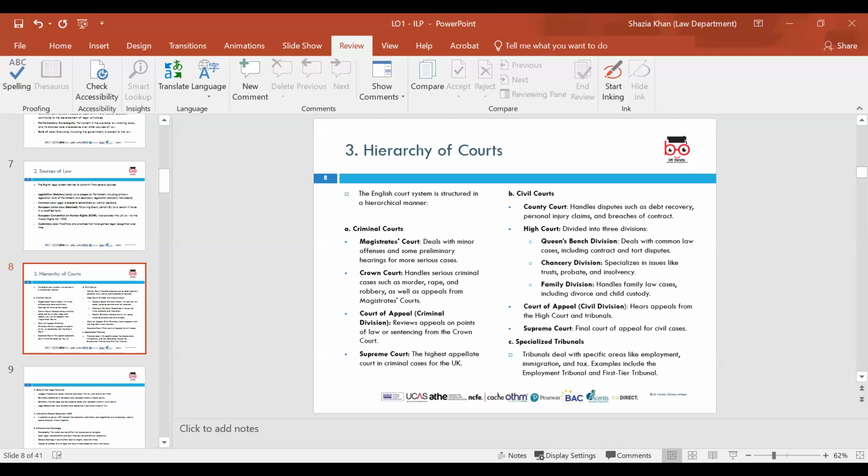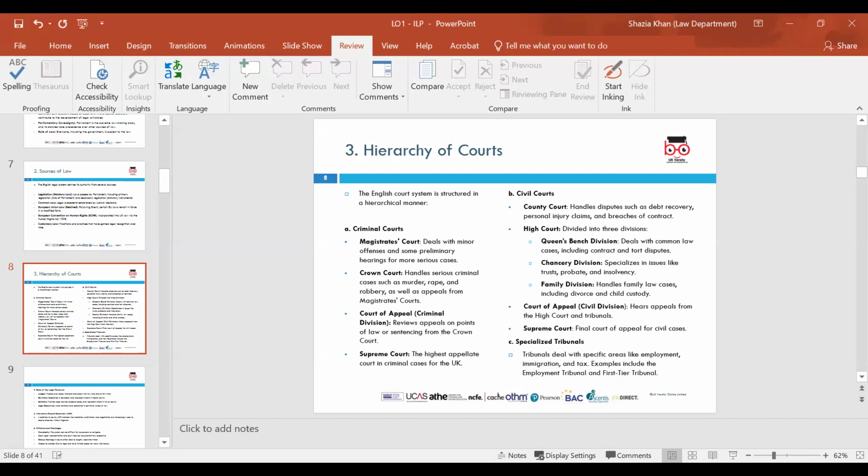So, for example, in the criminal courts, you've got the magistrates' court that deals with summary offences, and then they refer them to the Crown Court, who deal with more serious cases. So these are transferred from the Magistrates' Court to the Crown Court to deal with more serious cases. And then they go to the Court of Appeal, criminal division, if they're more serious. The Court of Appeal criminal division hears cases from the Crown Court on points of law or sentencing.